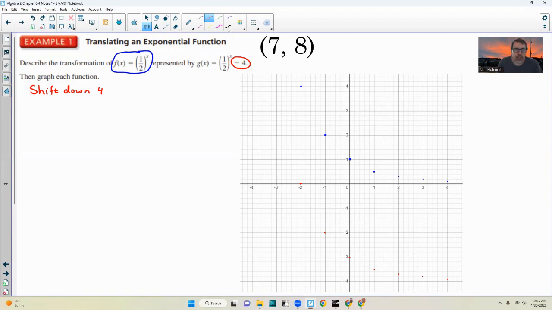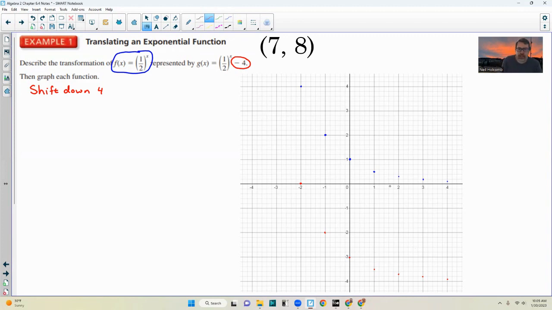And so now I'm going to check the values though. So if I plug in a -2, 1/2 to the -2 is 4. 4 minus 4 is in fact 0. If I plug in a -1, it is 1/2 to the -1, or 2. 2 minus 4 is -2, and that is the point I plotted. If I plug in a 0, 1/2 to the 0 is 1. 1 minus 4 is -3, so it's 0, -3. So my values do seem to appear to be correct.